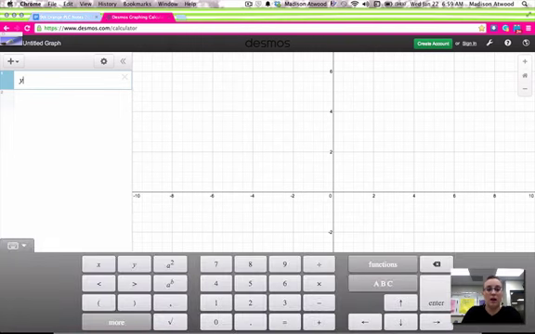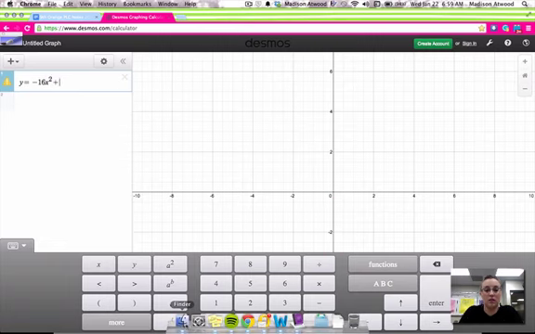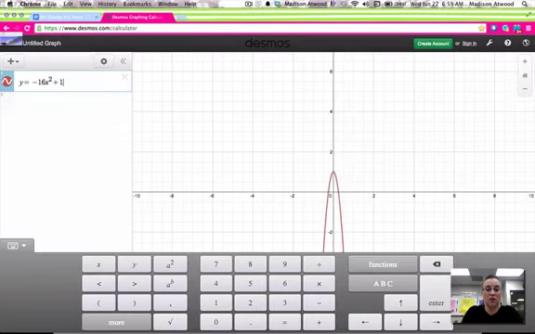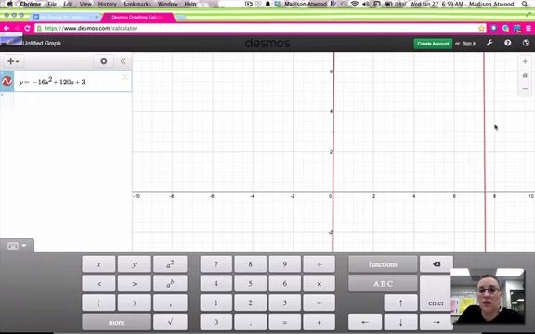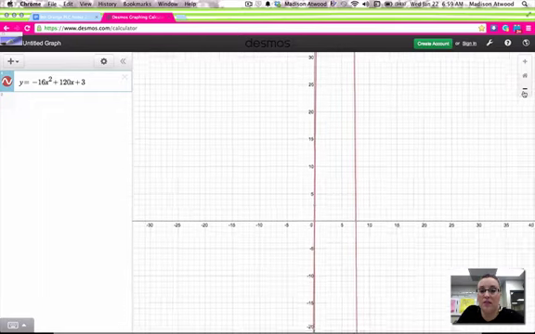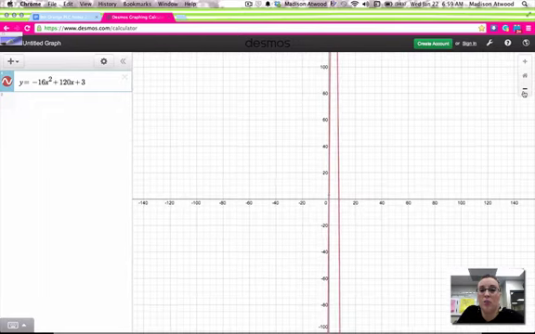So it was y equals negative 16x squared plus 120x plus 3. So when we graph this on Desmos, if I were to zoom way out, you could see the whole thing. Obviously it's a very stretched parabola.